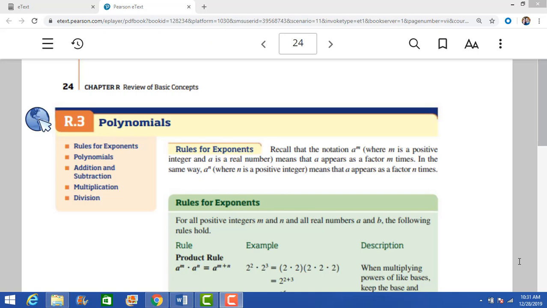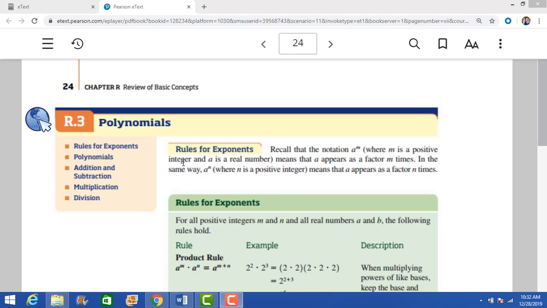Okay, class, today we are going to talk about polynomials. Okay, so we're going to review polynomials, R3. And so here we're going to also talk about, to start with, the rules of exponents.